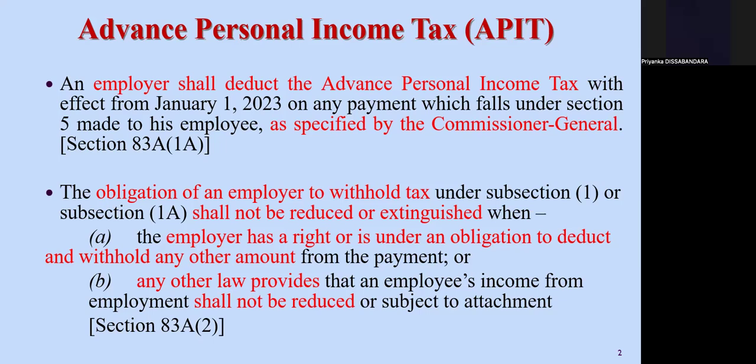Section 83 was for the withholding tax on employment income, which was then reintroduced with the new name, advance personal income tax. For the introduction of the new name, a new section was introduced, that is section 83A. So section 83A is applicable for the deduction of advance personal income tax.